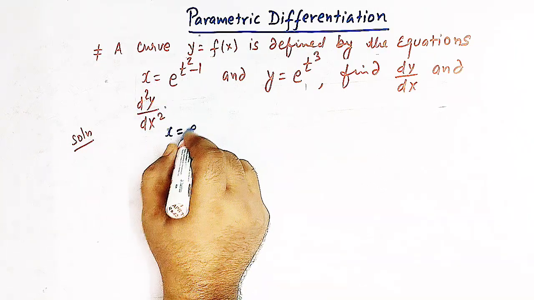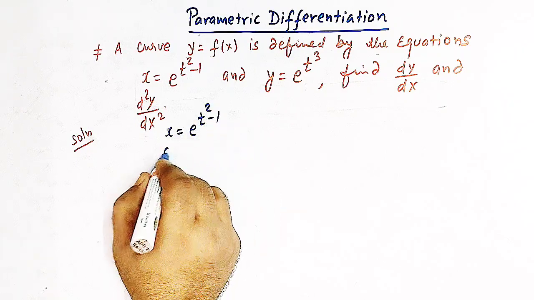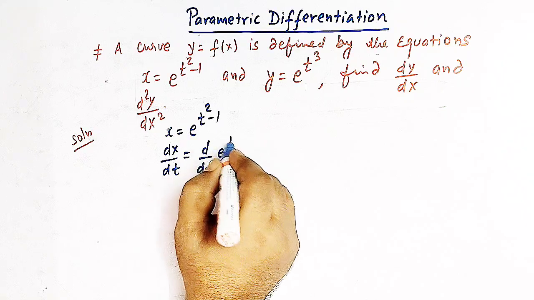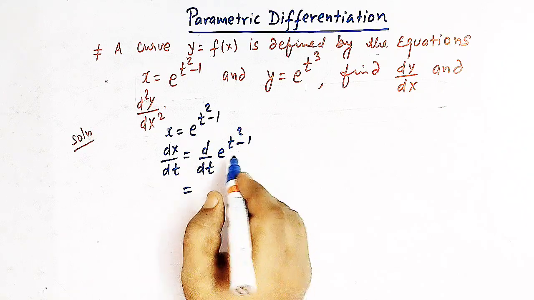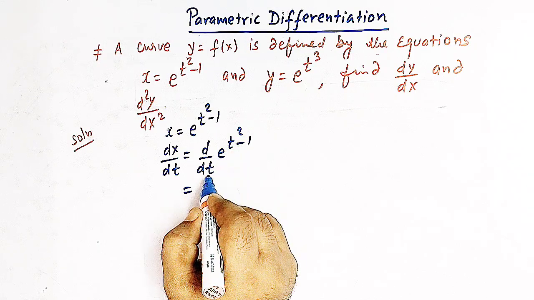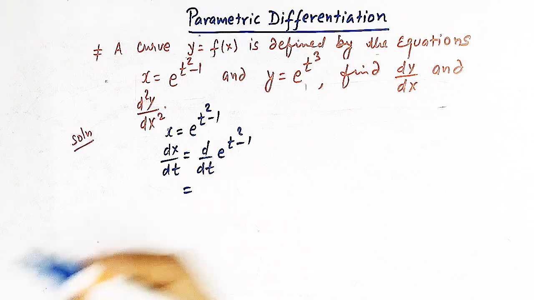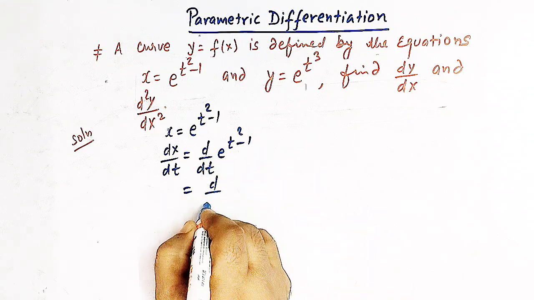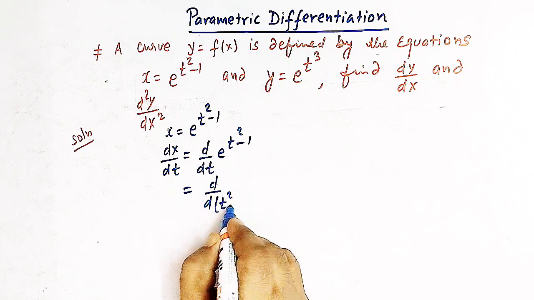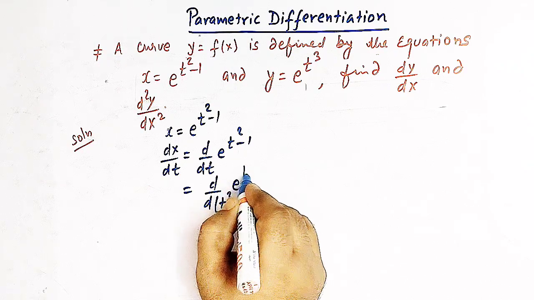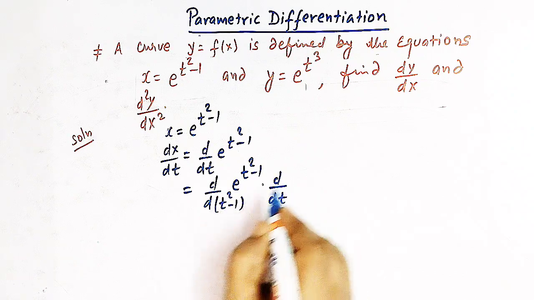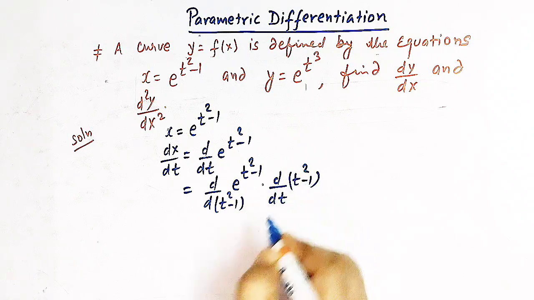So x is e raised to t square minus 1. So dx over dt is given by the derivative of e raised to t square minus 1. First we'll differentiate e raised to t square minus 1 with respect to t square minus 1, right? And then we'll apply the chain rule. So we can write this notation also. Here we write d over d of t square minus 1, and here we have t square minus 1, and then by chain rule we'll differentiate t square minus 1 with respect to t.